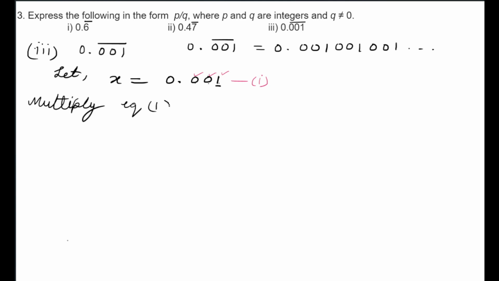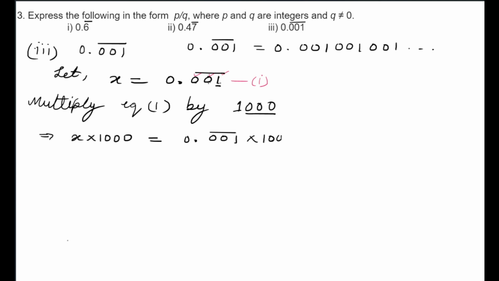equation number 1 by 1000. So just see how many zeros are there. We have 3 zeros and we are going to shift this point by 3 decimal places only, right? Okay. So let us multiply. So it is 0.001, and don't forget to put a bar, right? There was a bar over it, times 1000.